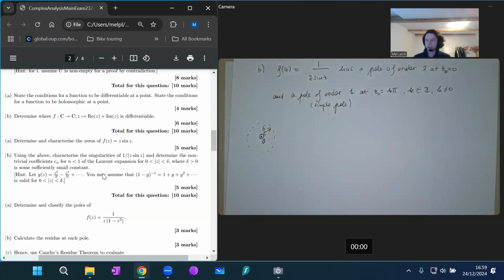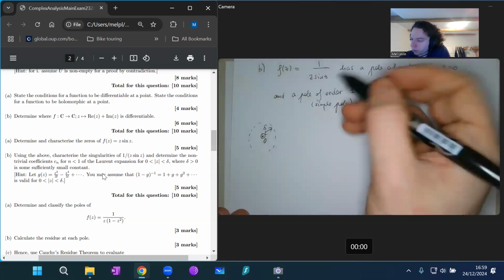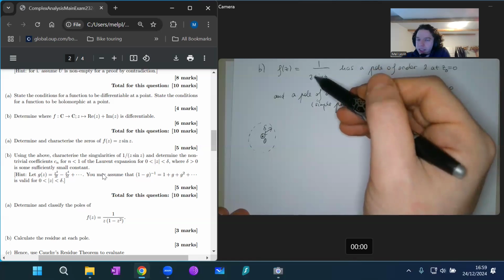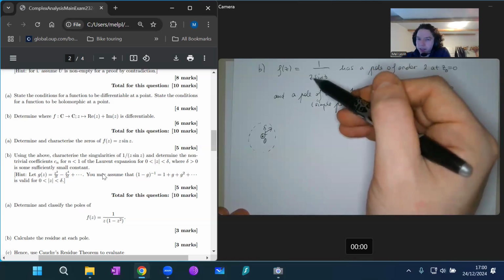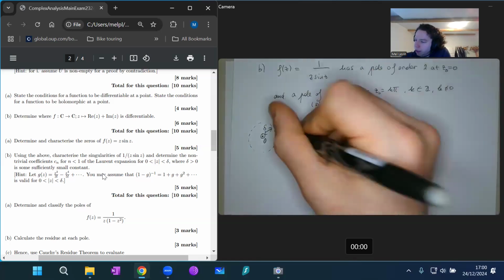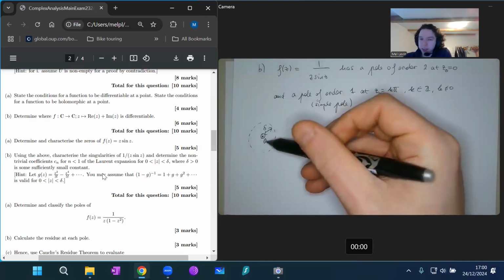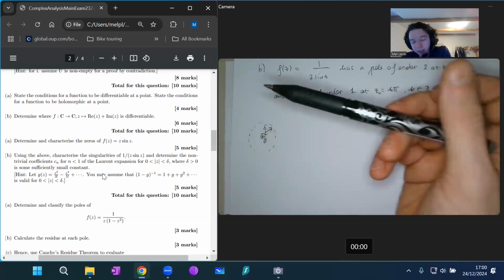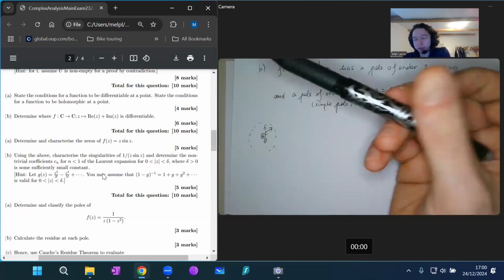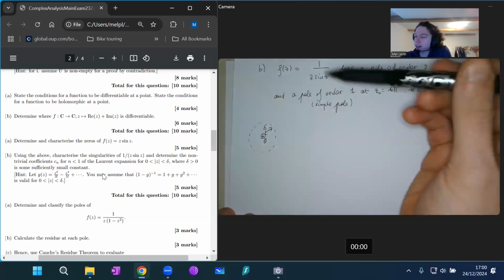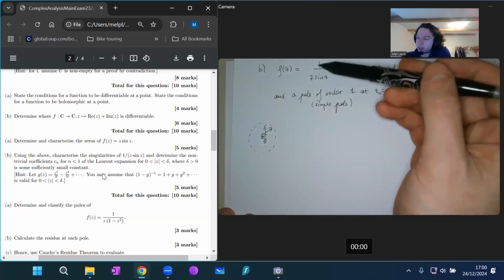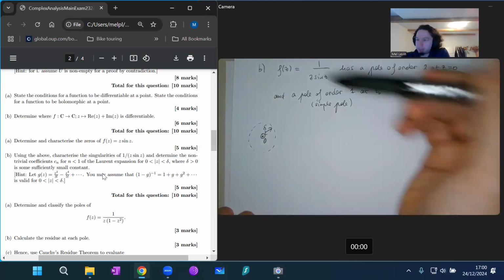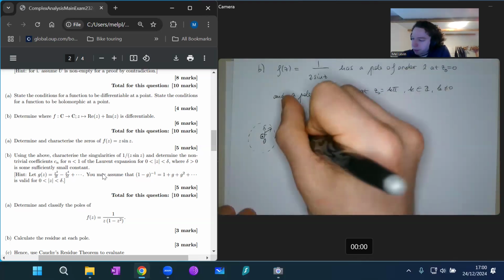So how are we going to do this? Well, 1 over z is fine, because a Laurent expansion around 0 will be in powers of z simply, right? Since z minus z naught is now just z. So 1 over z is already in the correct form. It's 1 over sine z that we need to worry about.